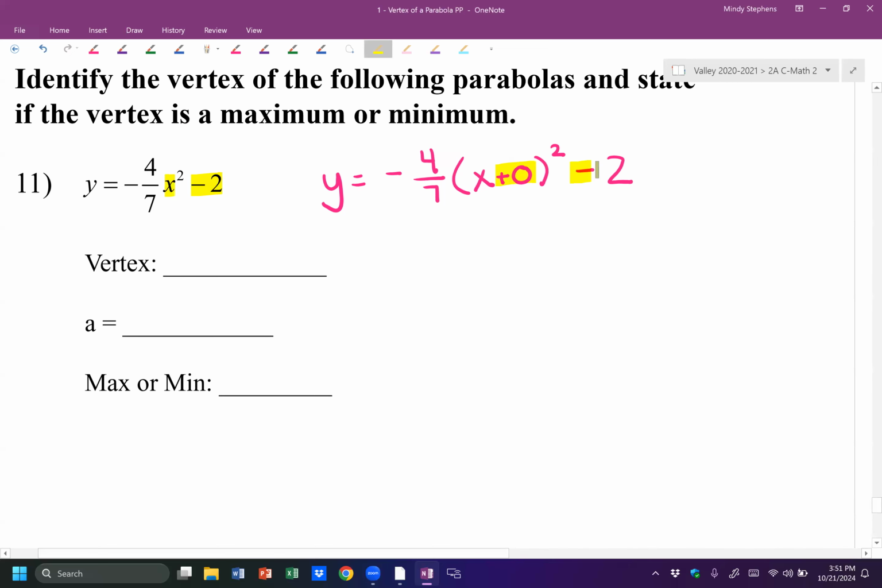So my vertex is using these two numbers. So it would be 0, and 0 is not positive or negative, so just put 0. And then the 2 is going to be a negative 2. The number in front, this negative 4 over 7, is still my A value. So I'm going to write negative 4 over 7. It is negative, which means it's pointing down, which means I have a high point, which is a maximum.